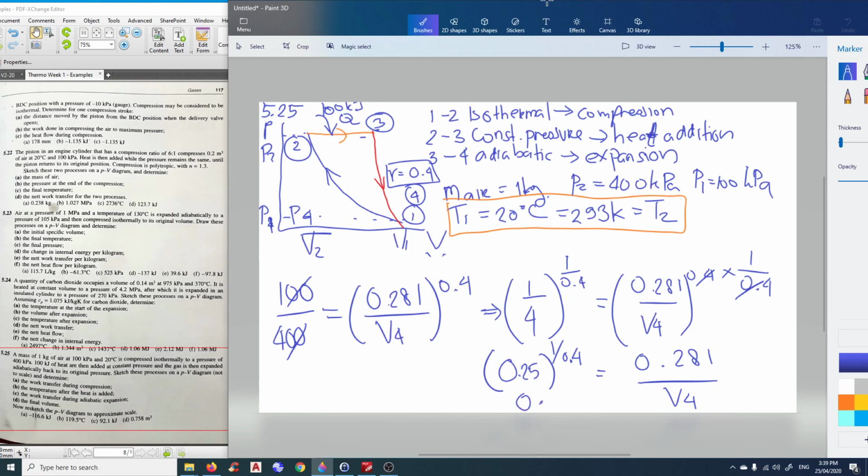So 0.71 if you solve this in the calculator. So to solve V4, simply multiply 0.281 divided by the answer. So it will give you the answer.